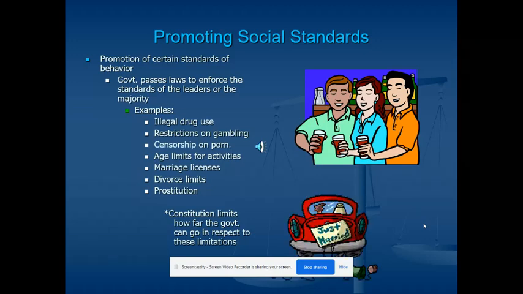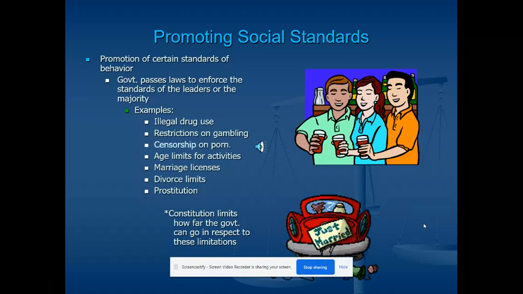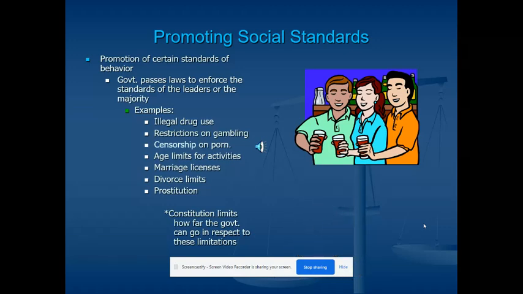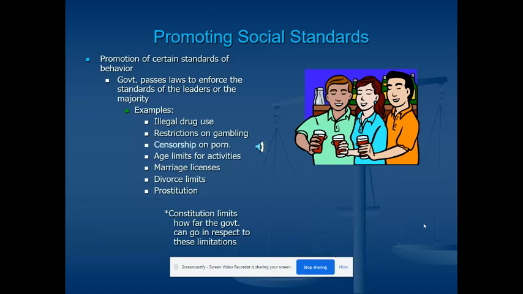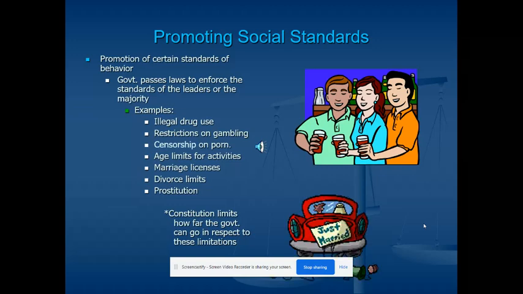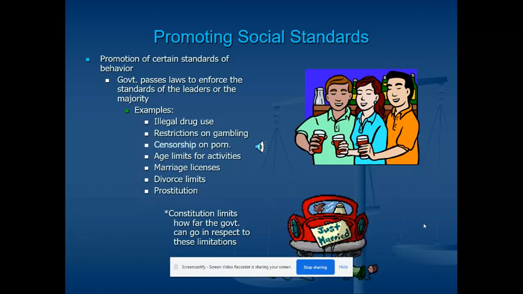We put age limits on activities, like you can't drink until you're 21, because we think that that's an age where people will hopefully be more responsible. You can't get married till you're 18. The government has to issue a marriage license to say it's okay to get married. You're only allowed to marry one other person. You're not allowed to be married to multiple people. So those are social standards that our society has created. If you think of it as a moral aspect, that kind of is an easier way to maybe understand or to get an example of a social standard.